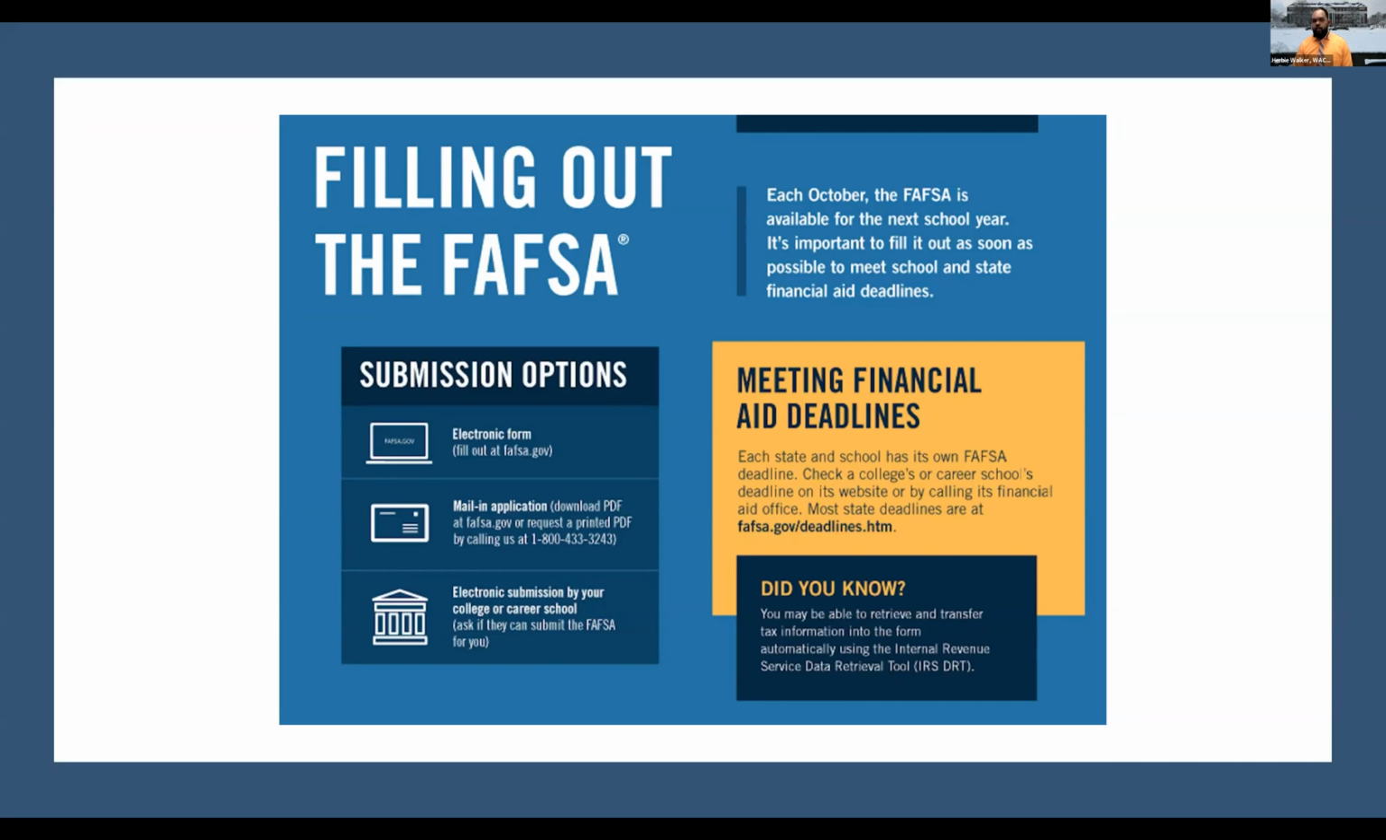This process will take significantly longer, and I do not recommend it, as if there are any errors that do come up, it does delay the process of you receiving aid from your university. You can do electronic submission by your college or career school. You would have to approach that particular institution to see if they can help you complete the FAFSA. And again, this is another reminder that the deadlines for the FAFSA have to do with your college or university itself. There's no universal FAFSA deadline.